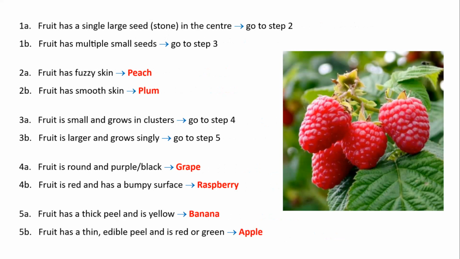Is the fruit small and grows in clusters? Well, yes, it is, and it does. We can see that in the photo. They're not very large, and they're growing in a cluster, so I'm going to step 4. Is the fruit round and purpley black? Nope, it's definitely not. Okay, so we'll try the other option. Is it red and has a bumpy surface? Yes, it is red, and it does have a bumpy surface. Oh, right, it's a raspberry. So I've just identified the fruit, raspberries, by going through this dichotomous key.